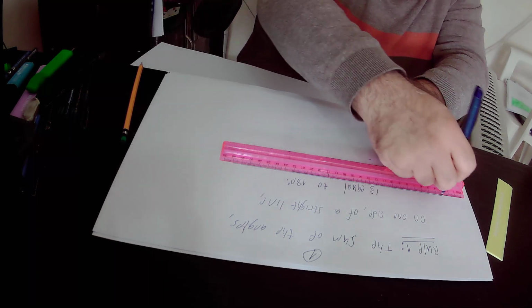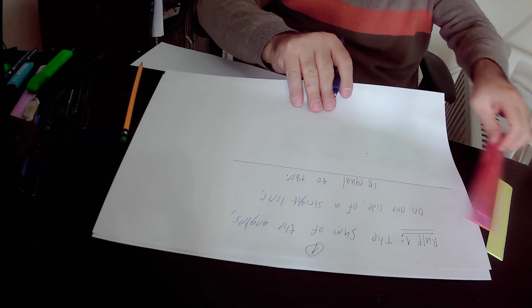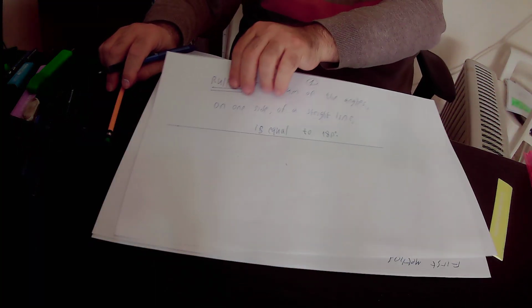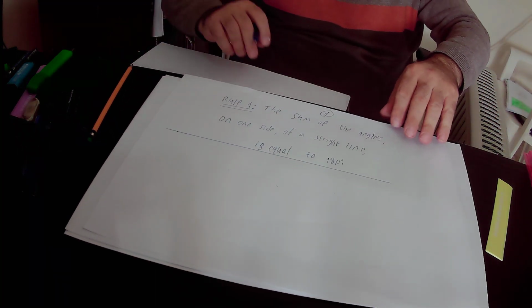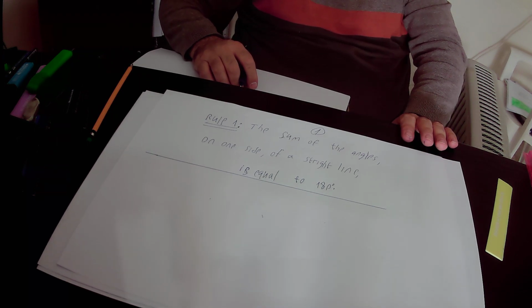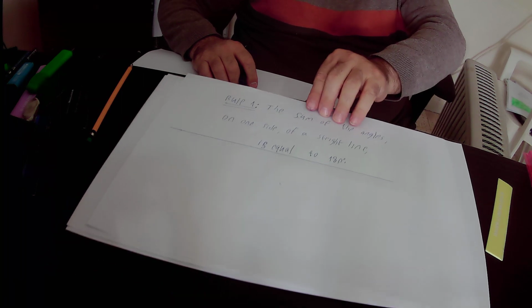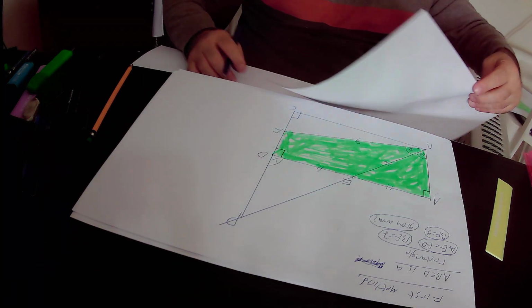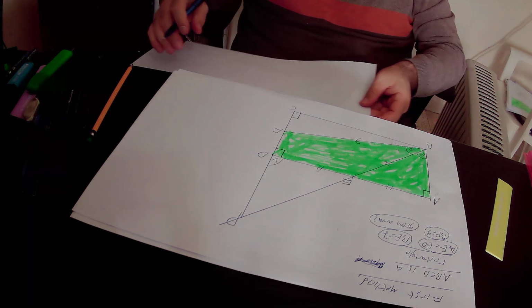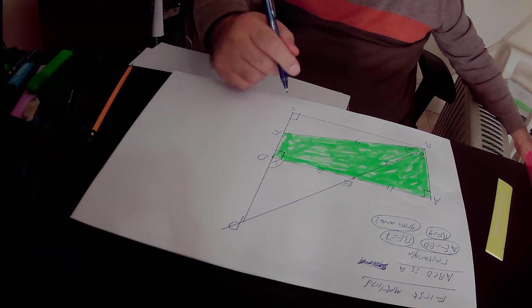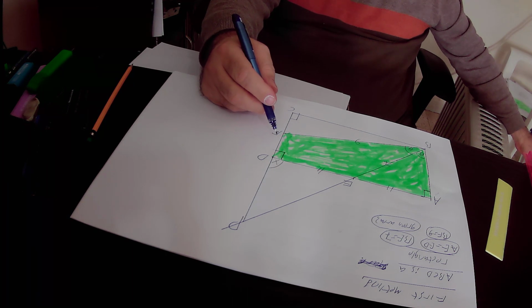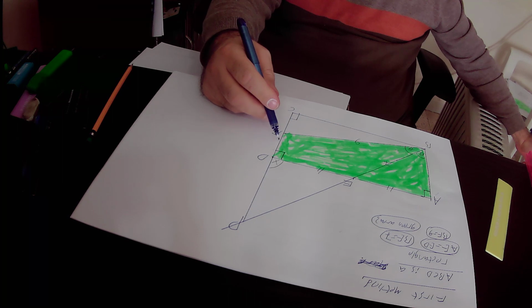So I will repeat rule number 1 again. According to rule number 1, the sum of the angles on one side of a straight line is equal to 180 degrees. So here CD is one side of rectangle ABCD, therefore it is absolutely a straight line.